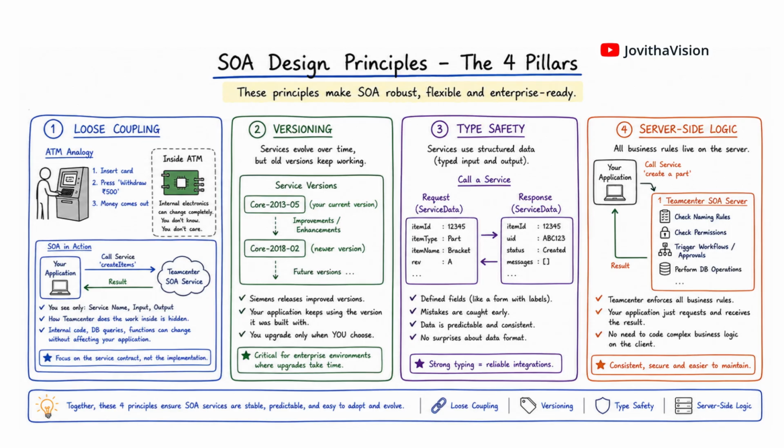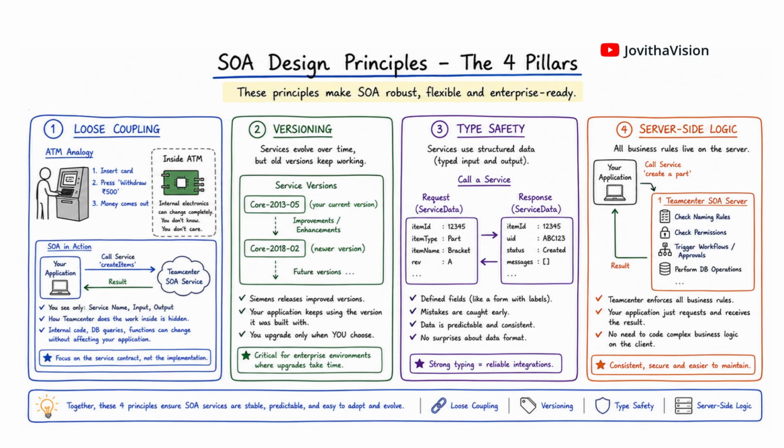Principle number 1, loose coupling. Think about an ATM machine. You walk up, insert your card, press withdraw 500 and money comes out. You don't know and you don't care what happens inside the ATM. The bank could replace all the internal electronics of that ATM tomorrow. As long as the buttons still say the same thing and money still comes out when you press withdraw, your experience is exactly the same.